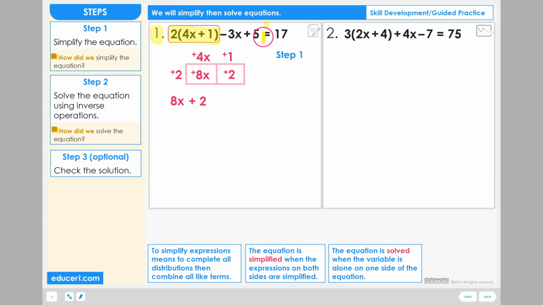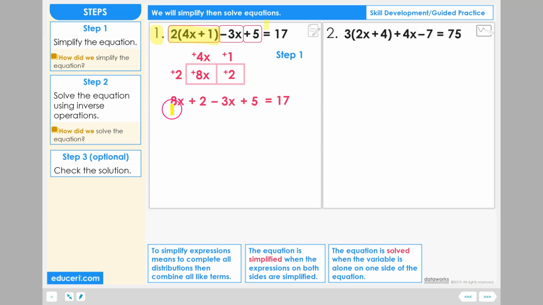And now we can bring down the other terms from the original expression on that side of the equation, which are minus 3 and plus 5. And this is all equal to 17. This is our new equation with the distribution done. Still not simplified. Let's keep going.